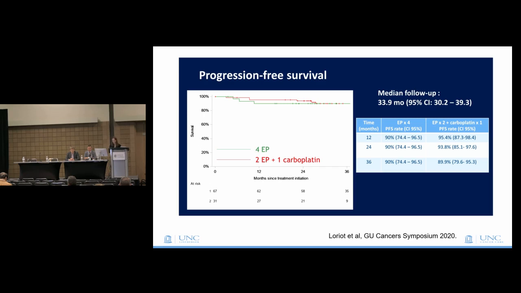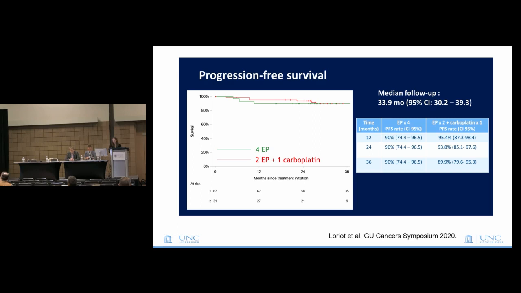One might argue, well, if the better risk patients, the ones that got de-escalated, had gotten EP times 4, maybe their curve would have been a little higher. But the outcomes are very good at 90%, so it's very hard to say that. But it looks pretty safe. And we know that patients with seminoma that relapse end up being very curable with salvage chemotherapy. So I think this is really interesting.